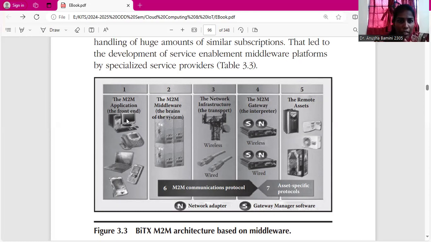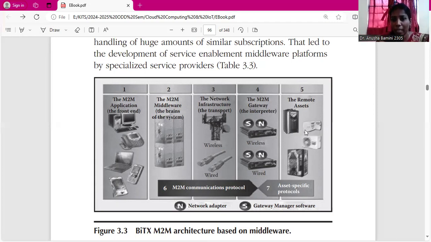So this is the M2M application front end. What we are using, either it may be a laptop, mobile phone, directly to the application we are viewing, a smartwatch, whatever it is. But in the background, how is it connected to the device? These are some remote assets. It may be a refrigerator, a TV, a smart fan, a smart AC, whatever it is. All these are called IoT objects.